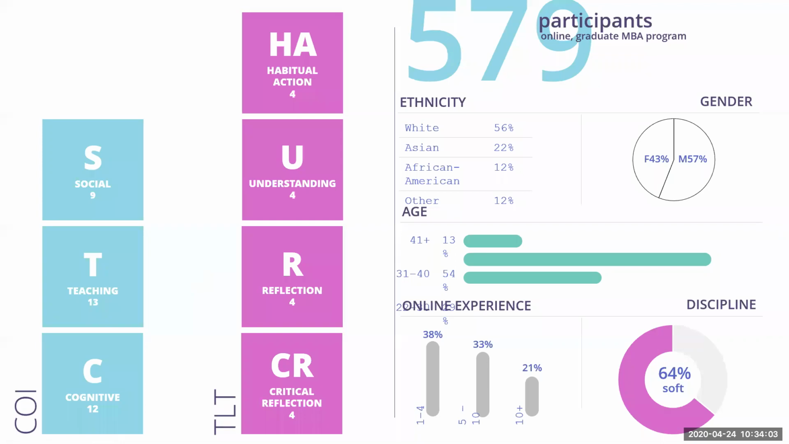It's a total of 34 questions, and the Transformative Learning Survey has 16 questions based on this increasing level of complexity of thinking: habitual action, understanding, reflection, and then the highest level of thinking, critical reflection. This survey was put out to 579 participants in an MBA program. The font got a little messed up here, but mostly it was soft disciplines with students of varying online experience. We can go to the next slide. That just says what that study was about.